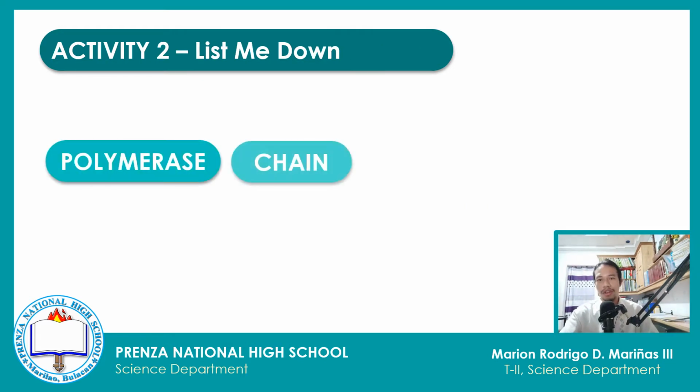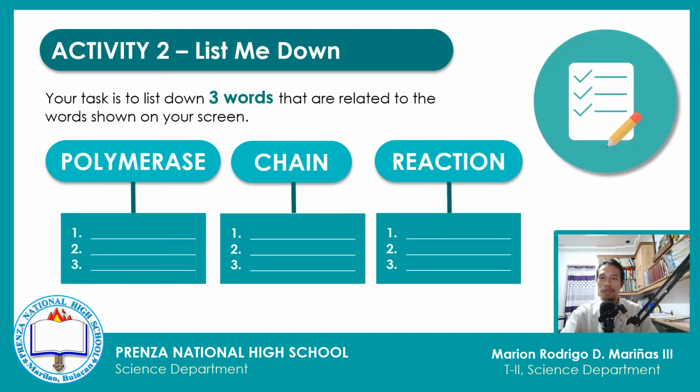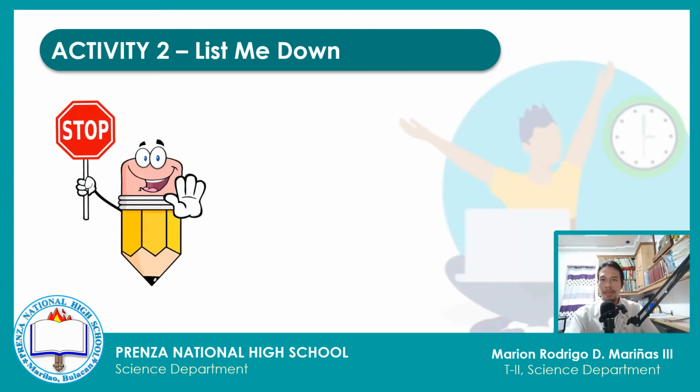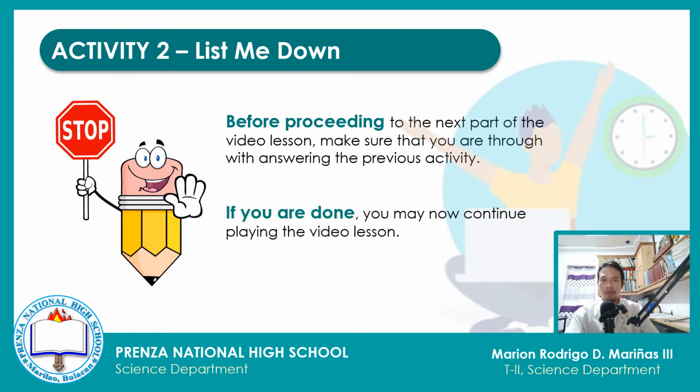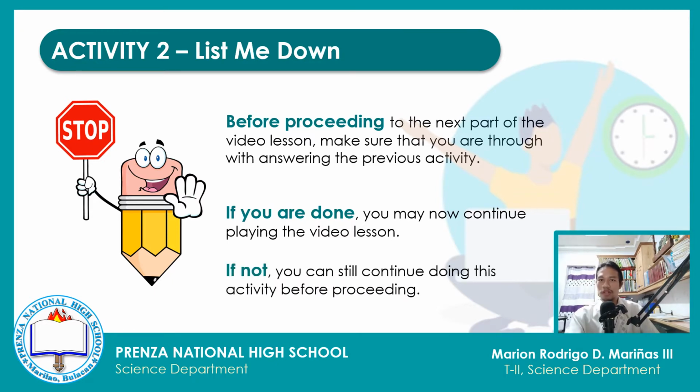Right now, there are 3 words flashed on your screen as well as on your activity sheet. To test your vocabulary skills, your task is to list down 3 words that are related to each of the words shown on the screen. You may now pause this video at this moment so you can now focus on answering this activity. Before proceeding, make sure that you are through with answering this portion of the activity sheet. If yes, you may now continue playing the video lesson. But if not, you can still have your time to finish it.